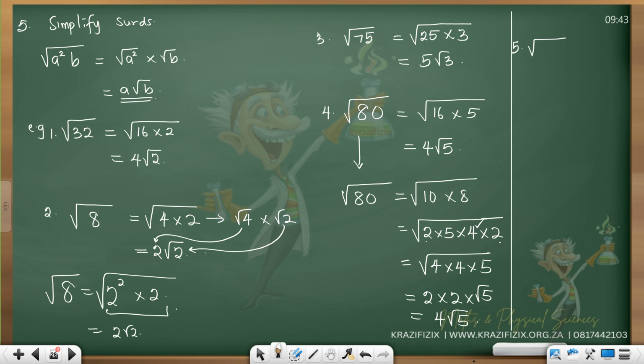Yes, Lusanda? Can we do 144? 144, so can we use that number? But 144, that's 12 squared, so 144 is a perfect square. All right. Maybe if you tell me 288.